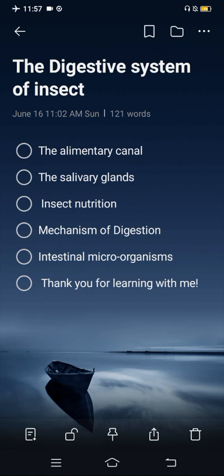And then the salivary glands, a pair of lobulated glands lying in the thoracic region and associated with the labium, are commonly called the salivary glands. Wait a minute, so I have completed the alimentary canal. Okay. The next is salivary glands.